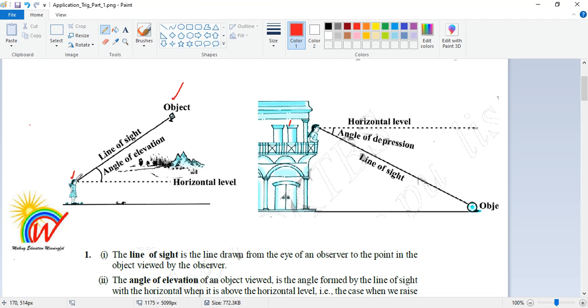Now you see, when she's seeing, she's lifting her head up, right? So we should first see where, from her line of sight, that is, her eye level, we try to draw a horizontal line over here like this. And this is the horizontal level. Now she's lifting her head up to see this object, and when she lifts it up, it's called the angle of elevation. So this is the angle which she makes with the line of sight. This is the line of sight, okay? The angle of the line of sight with the horizontal level is called the angle of elevation.